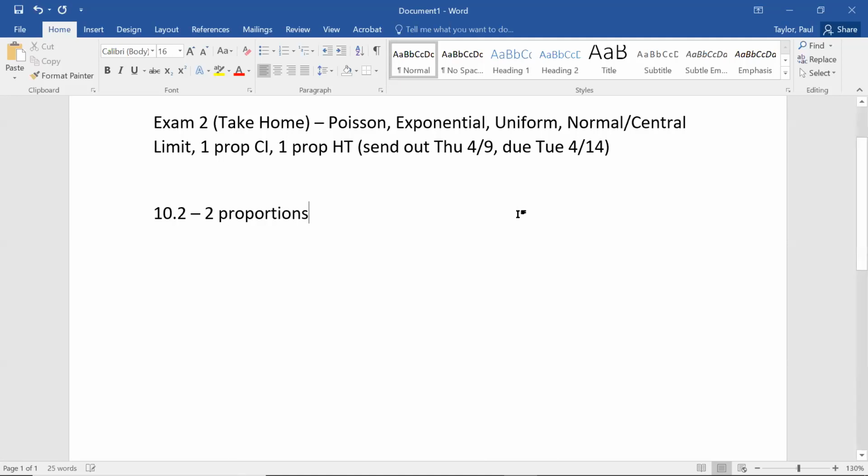For today, we're moving to a new section, 10.2, where we're looking at two proportions. Up until now, we've been doing the stats on one proportion, and we want to know the proportion of our total population that has a certain feature, like the total population of people who voted for a certain person. And we're trying to estimate that using a limited amount of data in our sample. So now there's going to be two proportions.